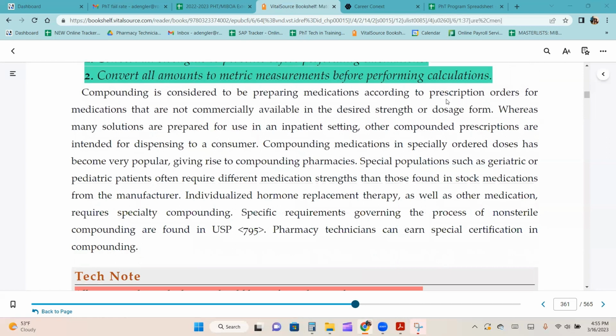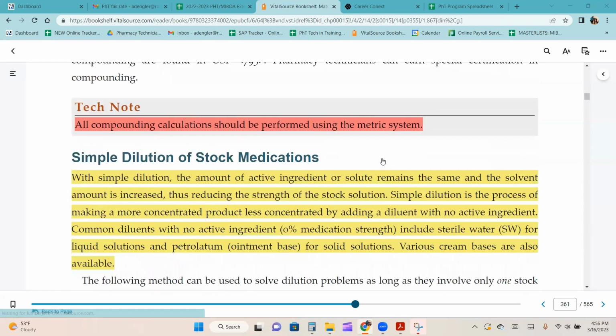Compounding is considered to be preparing medications according to prescription orders for medications that are not commercially available in the desired strength or dosage forms. Compounding medications in specially ordered doses has become very popular, giving rise to compounding pharmacies. Special populations, such as geriatric or pediatric patients, often require different medication strengths than those found in stock medications from the manufacturer. Individualized hormone replacement therapy, as well as other medication, require specialty compounding. Specific requirements governing the process of non-sterile compounding are found in USP Chapter 795, and you can earn a special certification in compounding.